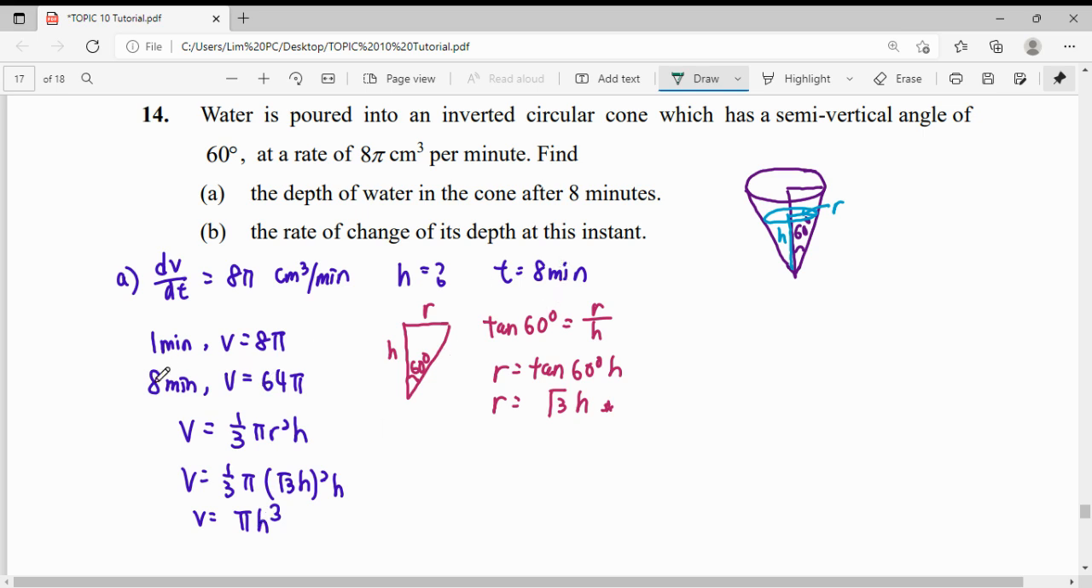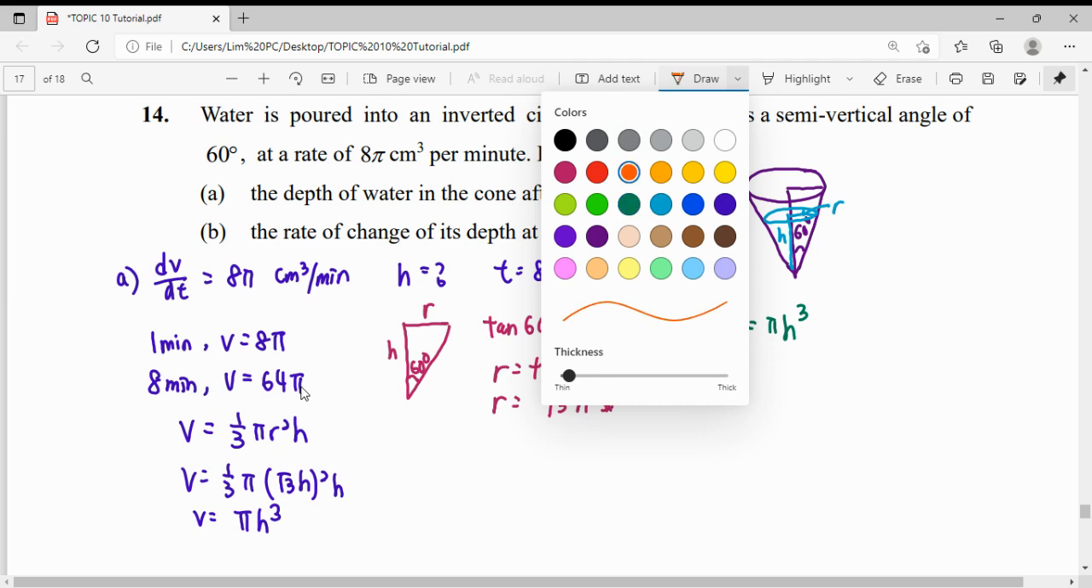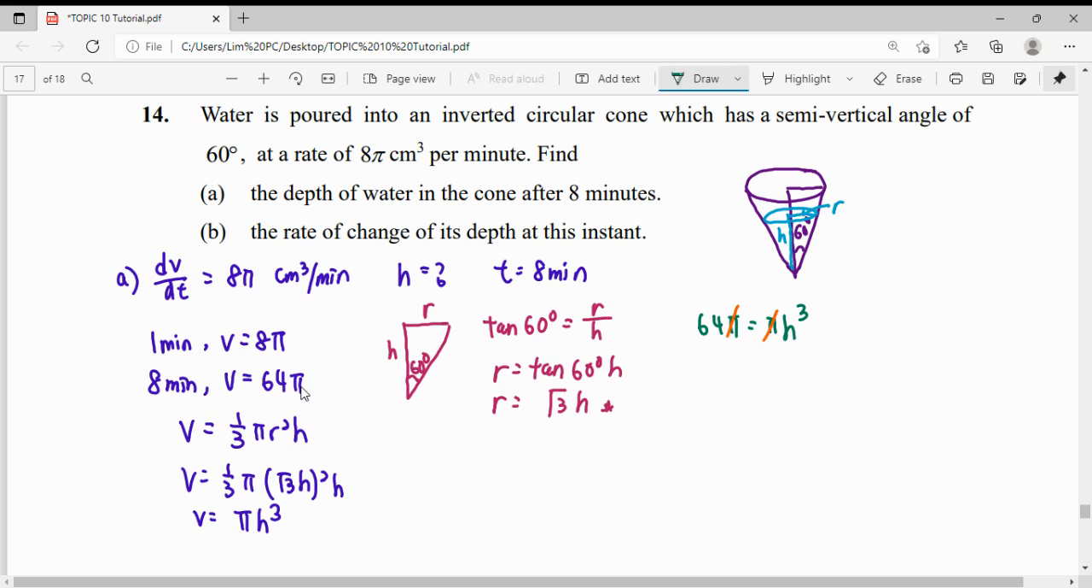After 8 minutes, we have a total of 64 pi. So 64 pi equals pi h cubed, where we can see the pi can be simplified. From this, we can find our height h, or the depth of the water. So h cubed equals 64, so h is the cube root of 64. So h equals 4 cm. That will be our part A.